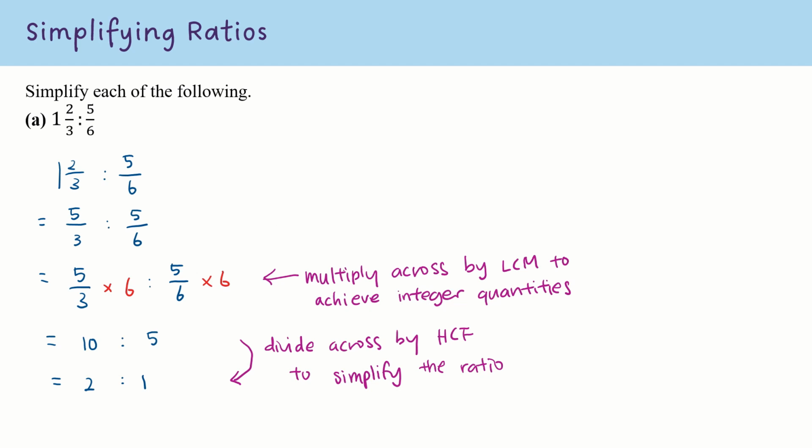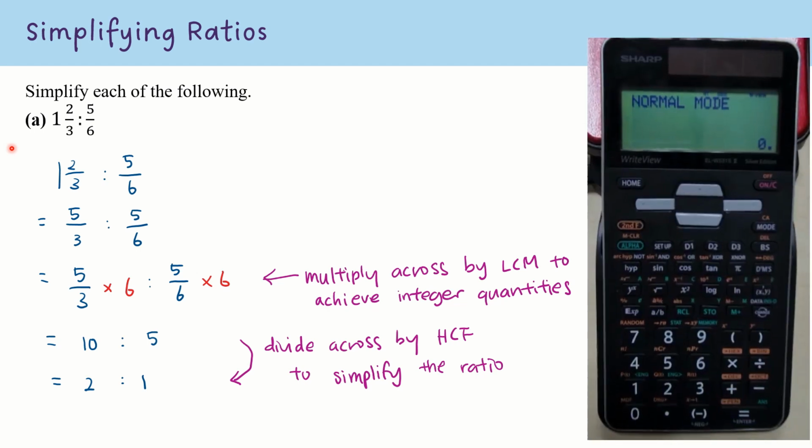Now you may be wondering, is there an easier way to go about simplifying ratios since we have access to a calculator? There is a way. Let me play this video now to show you how to simplify ratios using a calculator. However, do take note that the calculator is only usable to simplify ratios when there are two quantities in the ratio itself. It will not work when there are 3 quantities.